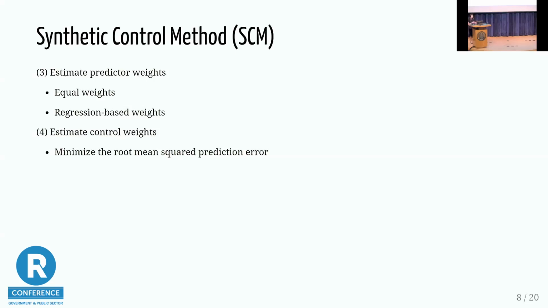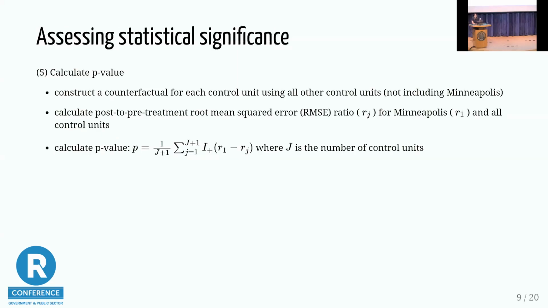I'm skipping over a lot of details. There's so much more detail in the technical appendix, but these are the steps that we can do to implement this method. And then once we get the weights, we can calculate the counterfactual post-treatment. And then next thing is assessing the statistical significance.